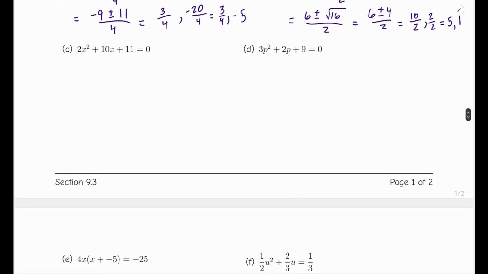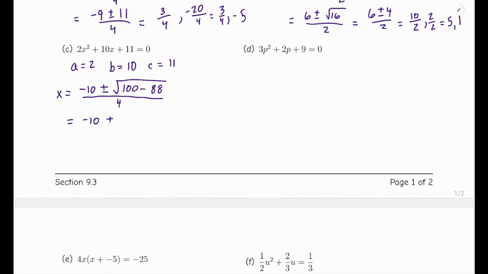Part C, 2x squared plus 10x plus 11 equals 0. So a is equal to 2, b is equal to 10, and c is equal to 11. So we get x is equal to negative b, which is negative 10, plus or minus the square root of b squared, which is 100, minus 4 times a times c, which is 88, all over 2 times a, which is 4. Go through and simplify this. We get negative 10 plus or minus the square root of 12, all over 4.